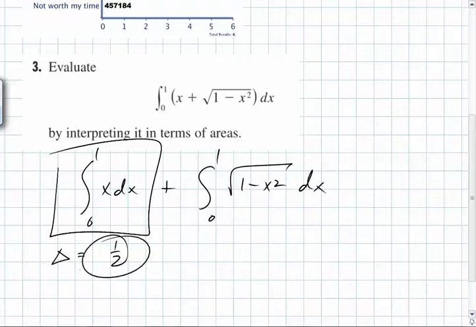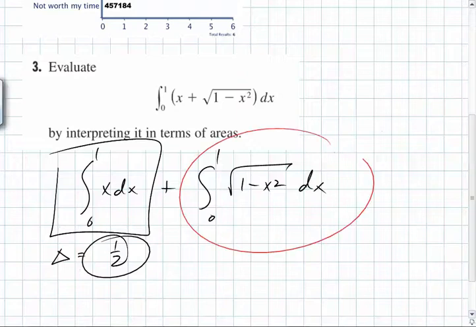Okay. So this one right here, this is the stumbling block, the square root of 1 minus x squared. U-substitution doesn't work because there's no x on the outside to cancel out. But what shape is that? What is y equals the square root of 1 minus x squared? Use words. It's a half circle with radius 1.